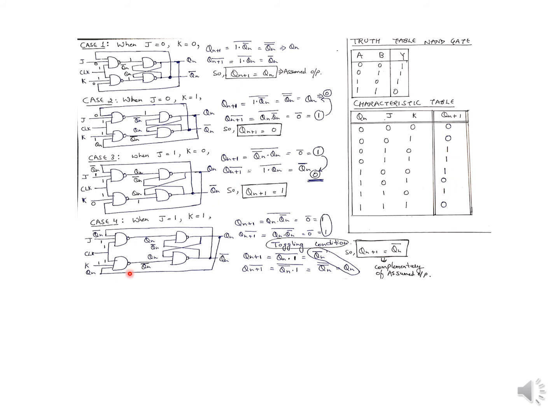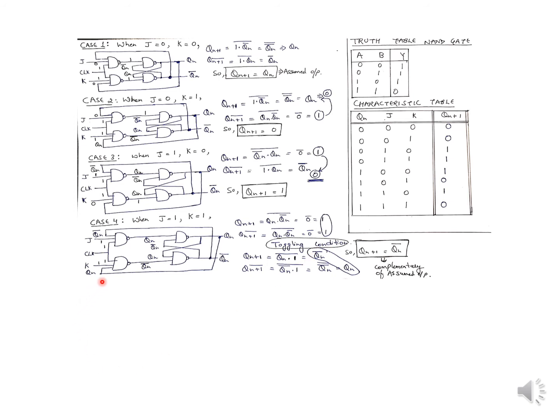Okay, now the last case, which is a very interesting case, is basically a toggling case. J equals 1 and K equals 1. In the SR flip-flop, this condition was invalid. That means in the SR flip-flop, that was the invalid state, or we can say the unused state. So one state was totally unused. But J equals 1 and K equals 1 is the modification of the SR flip-flop. So this is known as the toggling condition or the toggling state.